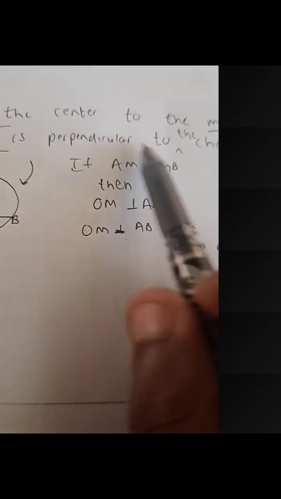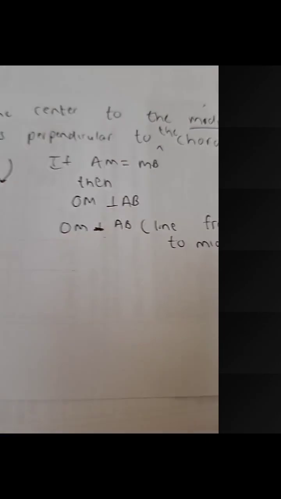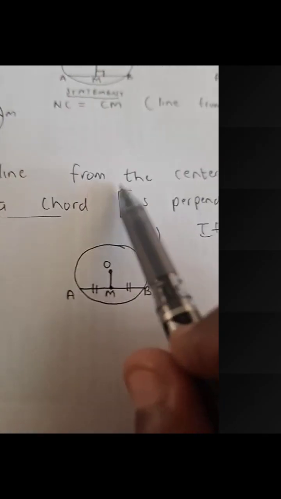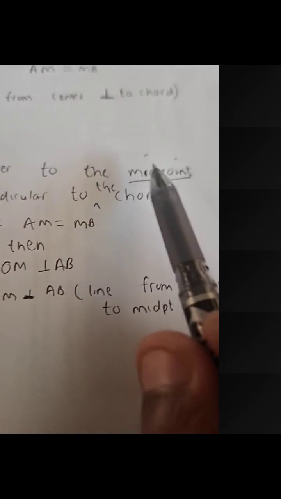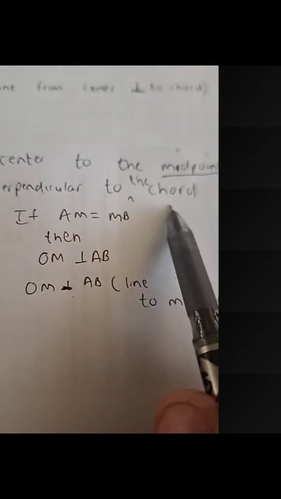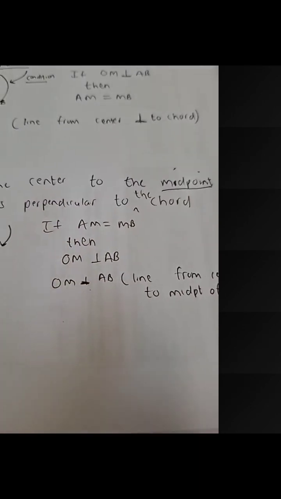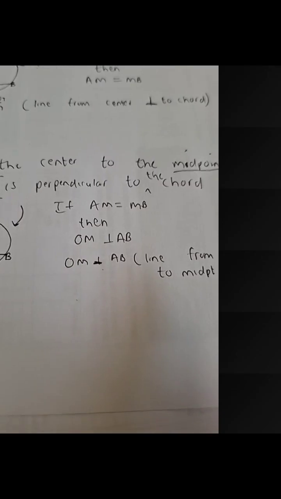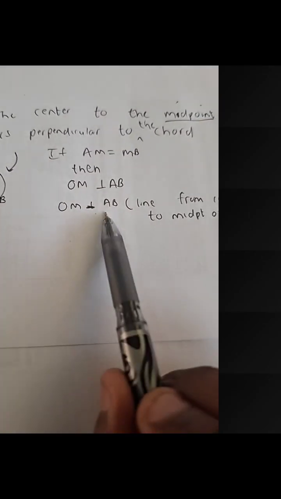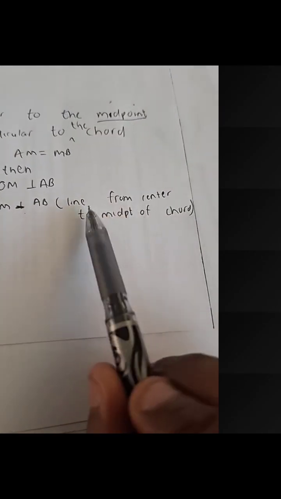It's based on my if part. It's based on the fact that, as the theorem says, the line from the center to the midpoint of a chord is perpendicular to the chord. So therefore, OM is perpendicular to AB, and this is my reason: line from center to midpoint of chord.